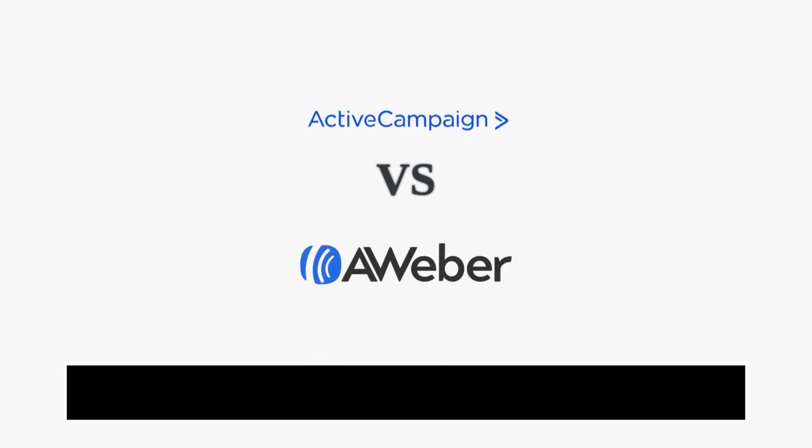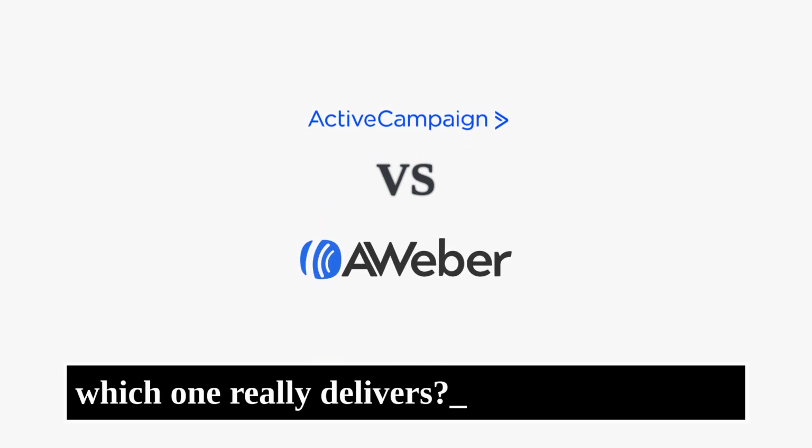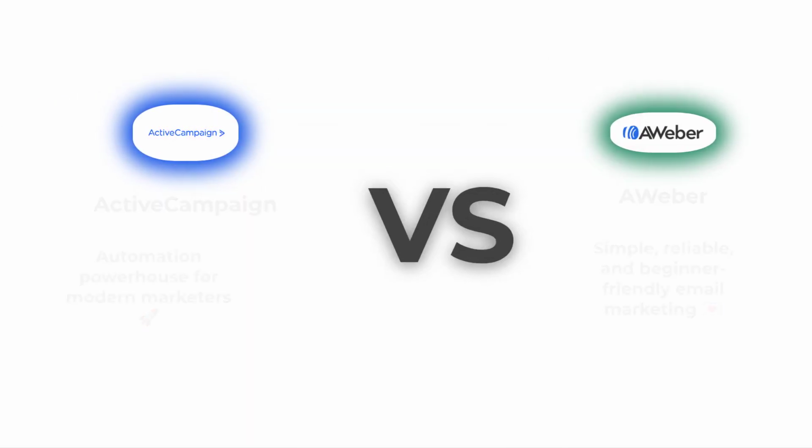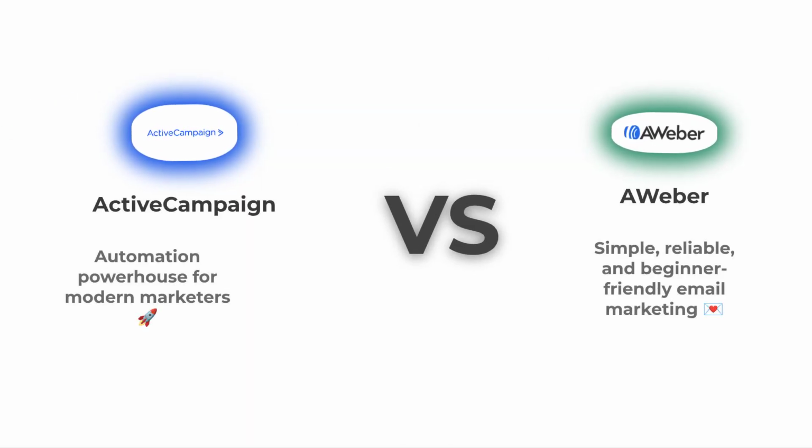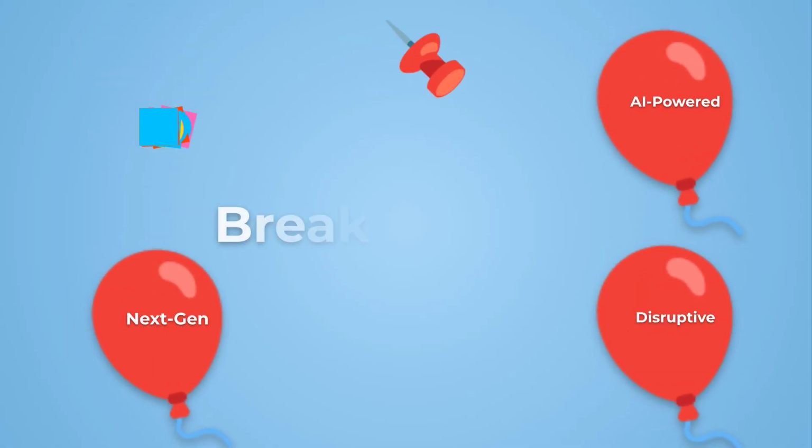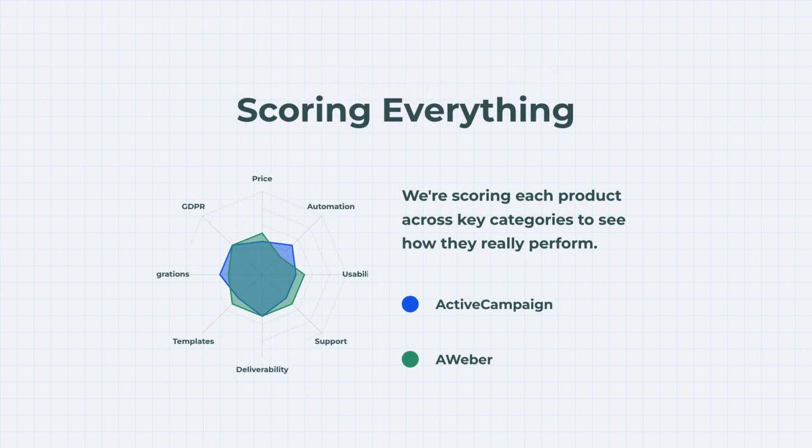ActiveCampaign or AWeber, two giants in email marketing. But which one really delivers? On the left, the automation powerhouse for modern marketers, ActiveCampaign. And on the right, the simple, reliable, and beginner-friendly AWeber. Let's skip the buzzwords and get to the real stuff. Each category earns points, and at the end, you'll see exactly who comes out on top. The result might not be what you expect.